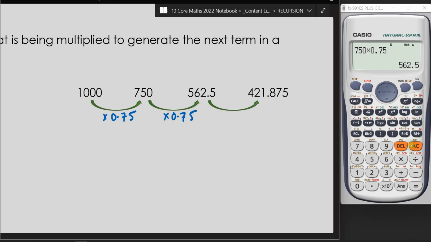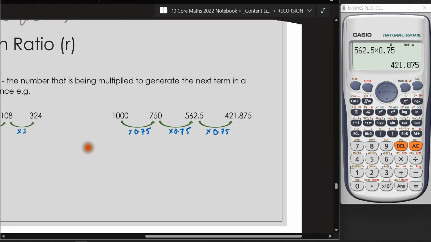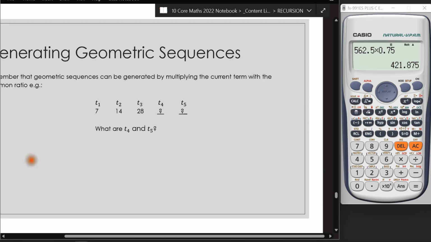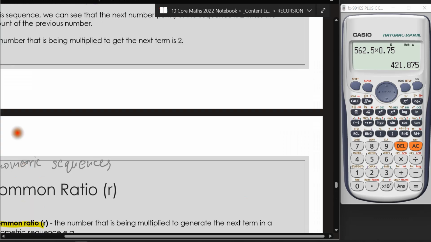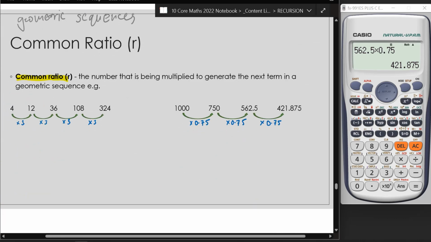Okay, and then let's do it one more time. 562.5 times 0.75 should equal, yeah, that. So it's multiplying, or the common ratio is 0.75 for this sequence here. Okay, so the common ratio is the number that you use to multiply to get the next term in a geometric sequence. Notice how that's different to your common difference, where you're adding and subtracting.